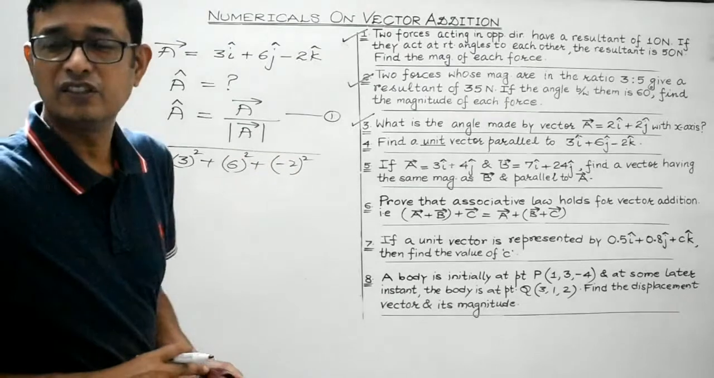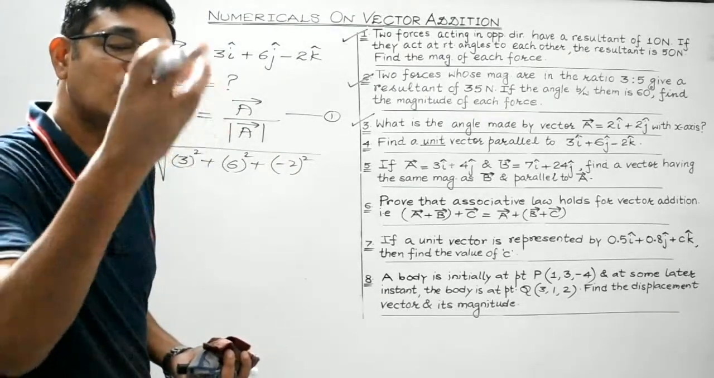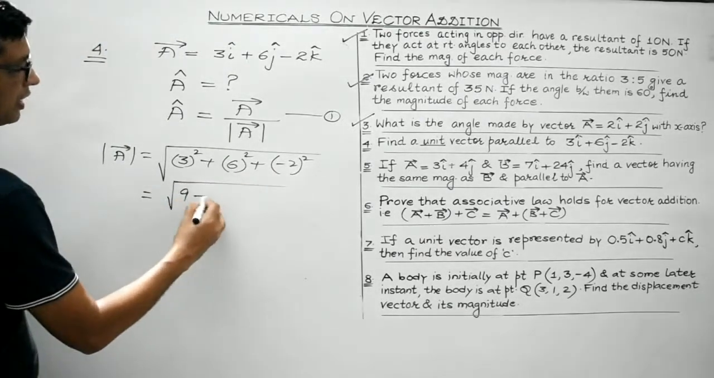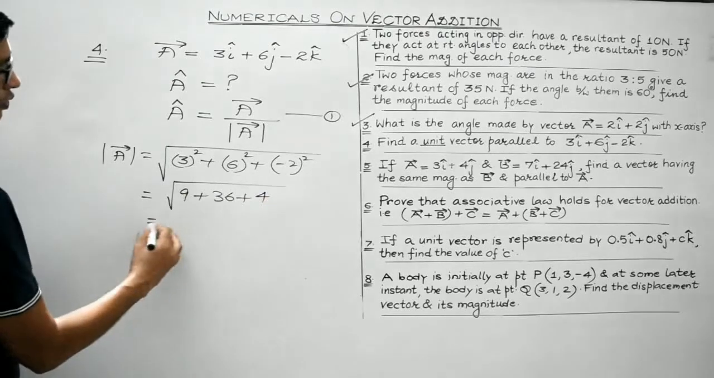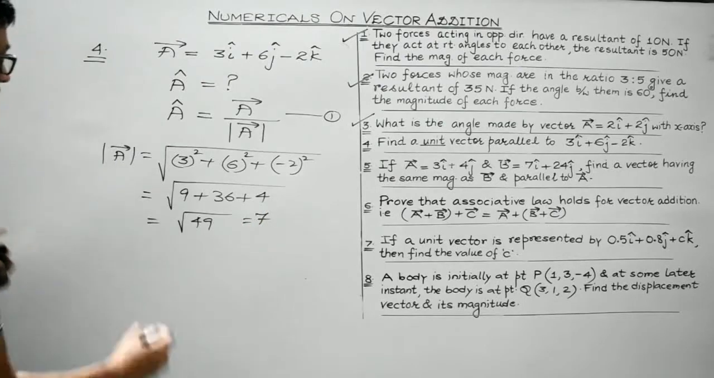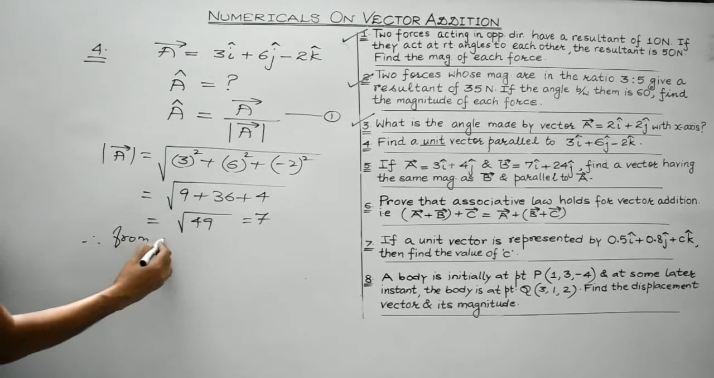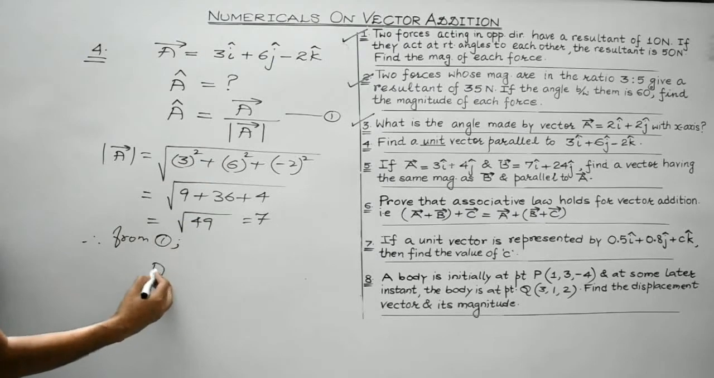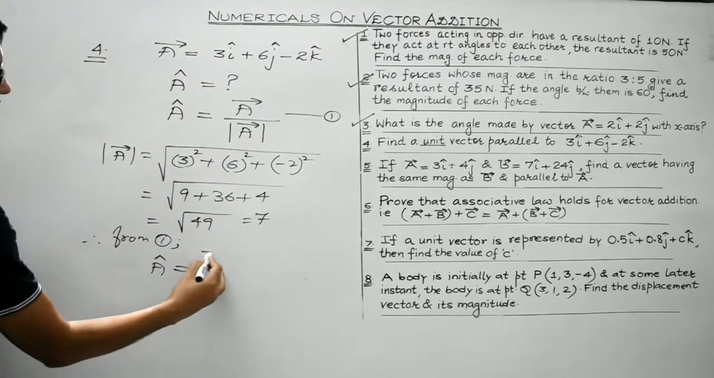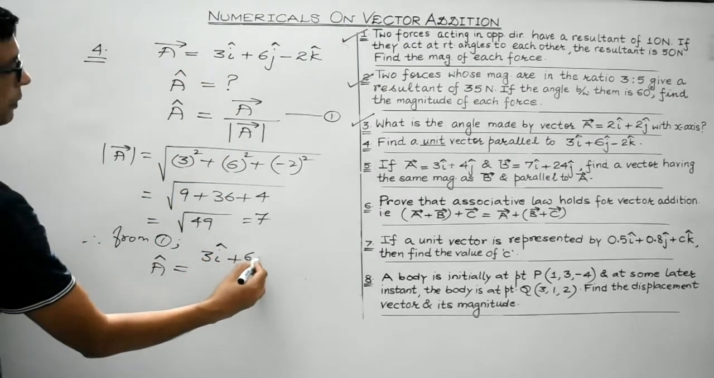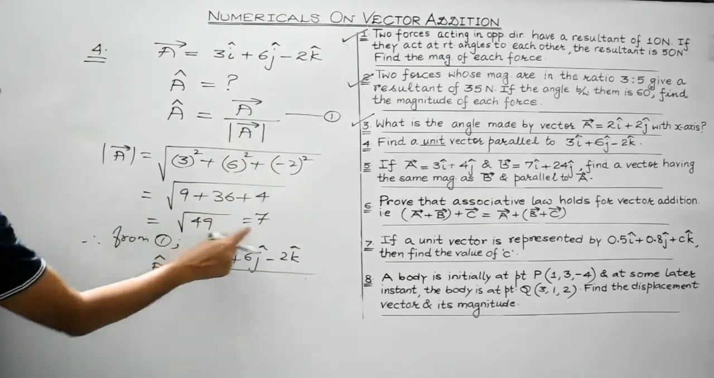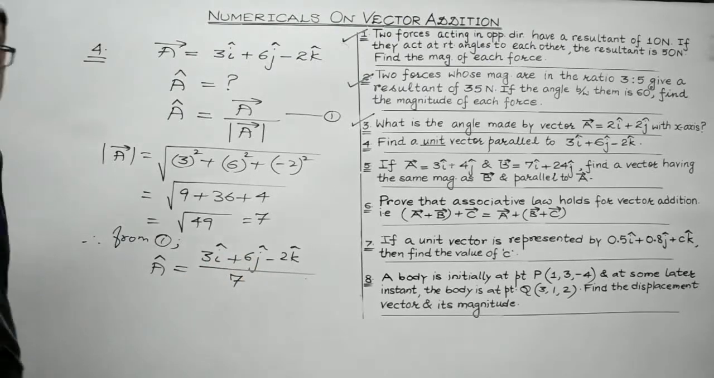This we have already proved in the theoretical portion, right? Now it's turn to make use of those results directly while solving numericals. So what we get is 9 plus 36 plus 4, so it will give us 49, or it will give us 7. Therefore, students, from 1, the unit vector which is parallel to A vector would be given by A vector divided by magnitude of A. So A vector is 3i cap plus 6j cap minus 2k cap divided by its magnitude. Magnitude is 7. Clear? So this is the result.